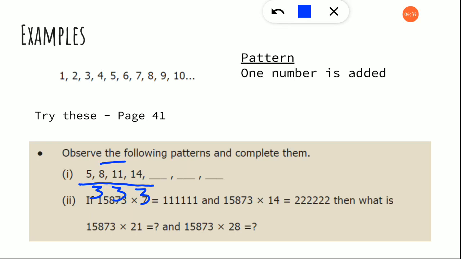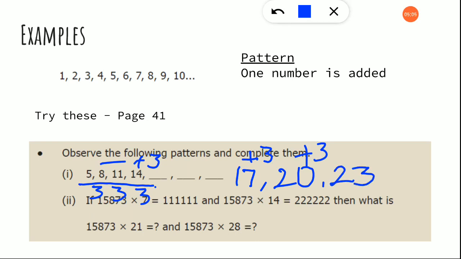So what will the number be after 14? Again you have to add 3 and derive this first fill up. After 14, 15, 16 and 17. So the first dash will have 17 and after 17 it should again be added with 3. So the next one will be 20 and the last one will again be 3 more, and it will be 23.